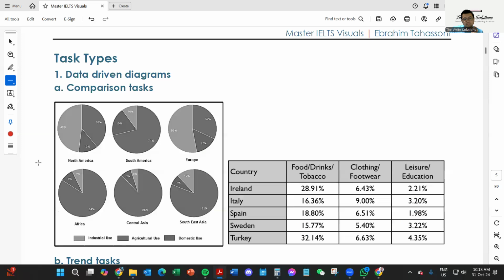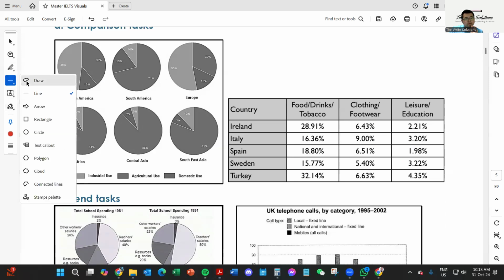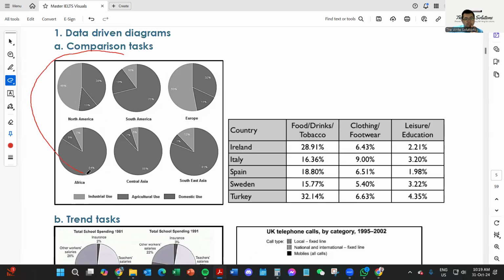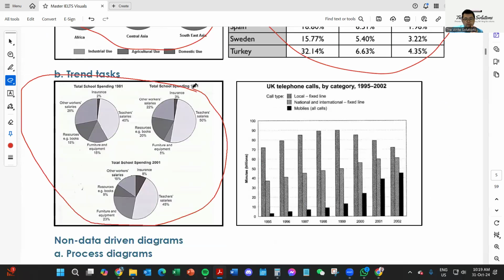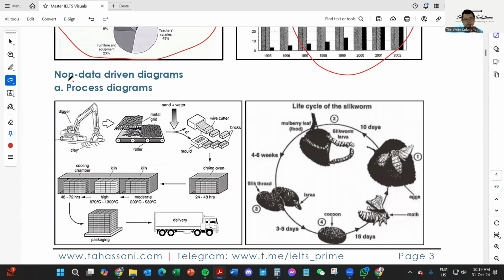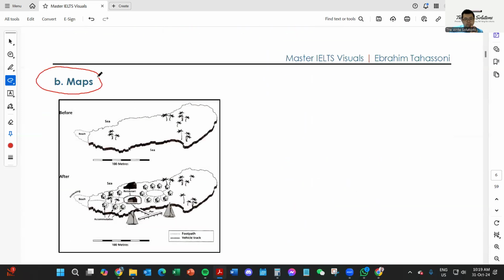Now let's scroll down to the different charts you may encounter. I already told them, but let's see what it looks like. This is a pie graph, okay? Let me get my pen out. This is a pie graph here. This is a table, okay? This is also a pie graph. This is what I call a bar graph, okay? These are process diagrams, okay? And these are maps, okay?